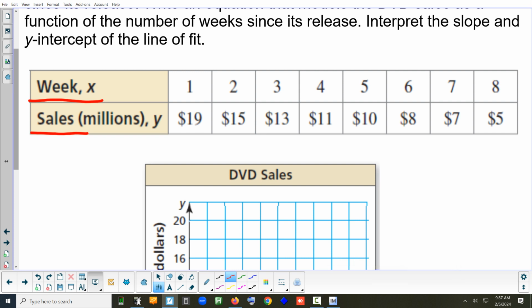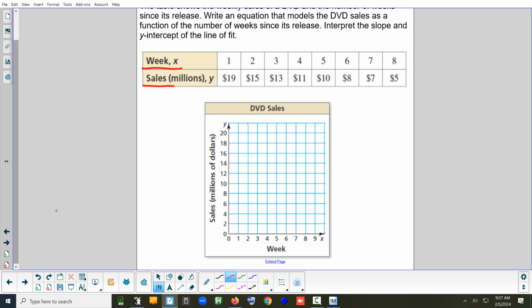Okay. All right, so let's do our scatter plot. All right, Eric, what's my first point on the scatter plot? (1, 19). And what does that represent? When you say 119, what does that mean? One would represent the week, 19 the sales in millions. Right. So the first week that the DVD was released, it sold $19 million worth of copies. So (1, 19). Yep. Hey, Molly, what's my next one?